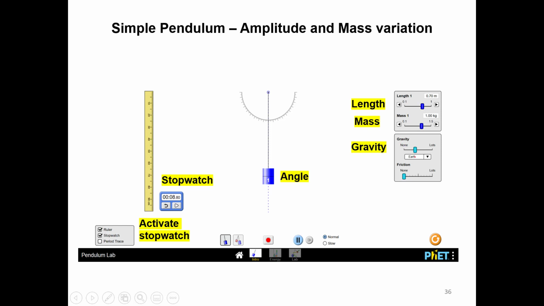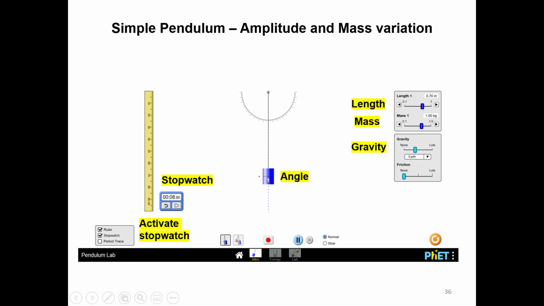The gravity will be the Earth gravity, so you have to select Earth for the gravity. Friction: none, as we will consider there is no friction in our experiment. Another thing you need to activate is the stopwatch. Once you activate it, the stopwatch will appear here. This button is to reset, and this button is to start the stopwatch. And here is the pendulum.